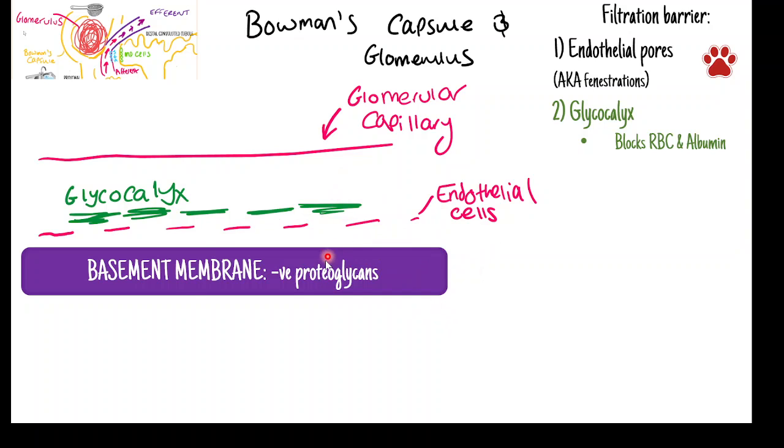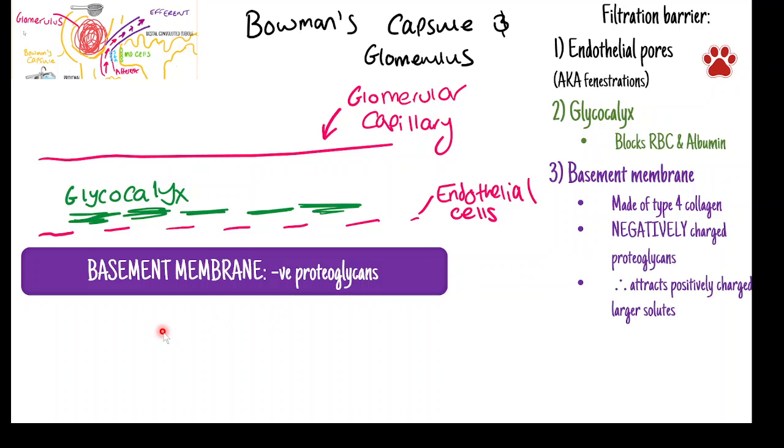Underneath our endothelial cells, we have the basement membrane, and that consists of negatively charged proteoglycans. It's also made of type 4 collagen, and because it's negatively charged, it's going to attract positively charged stuff, for example positive ions. But it says here larger solutes, because tiny negative solutes, for example chloride ions, will be able to pass through very easily anyway, so they're not really repelled. Only larger negative solutes are repelled, so it depends on size as well. Plasma proteins are also repelled.